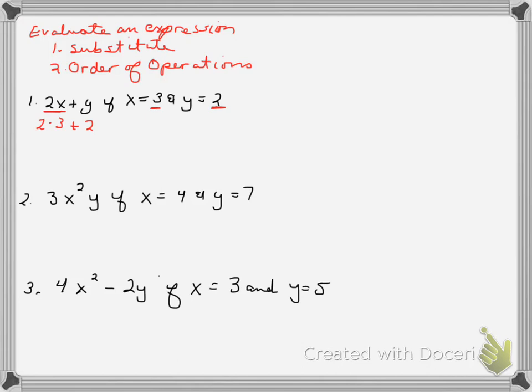Now I need to evaluate by doing order of operations, just as you did in the last lesson. I need to multiply before I add. So 2 times 3 is 6. 6 plus 2 is 8.